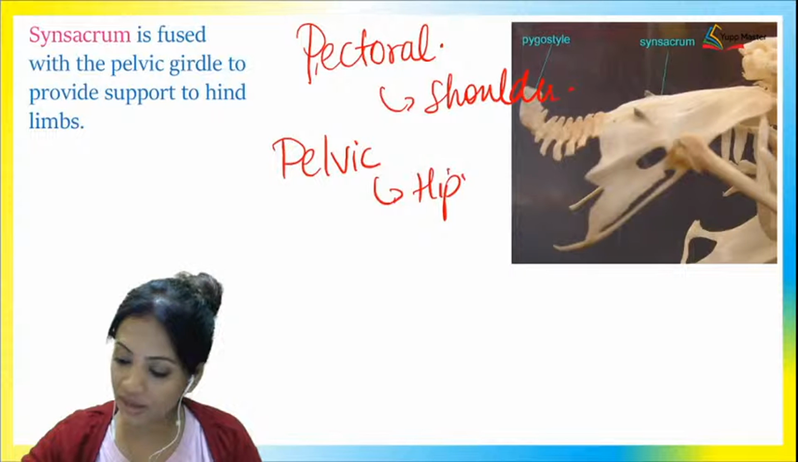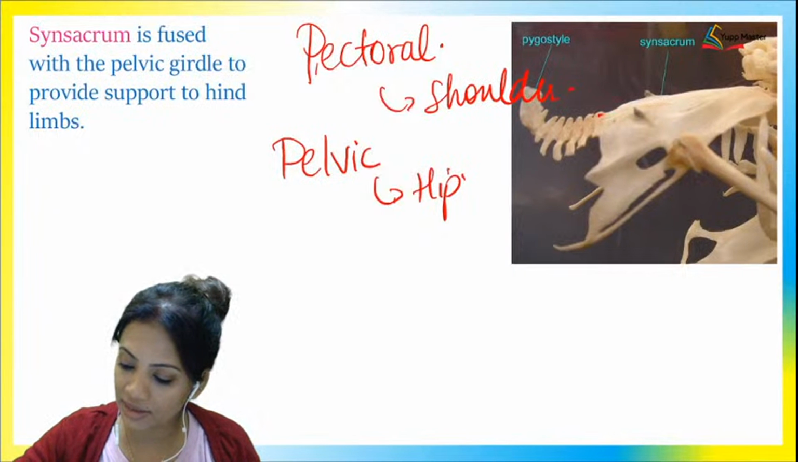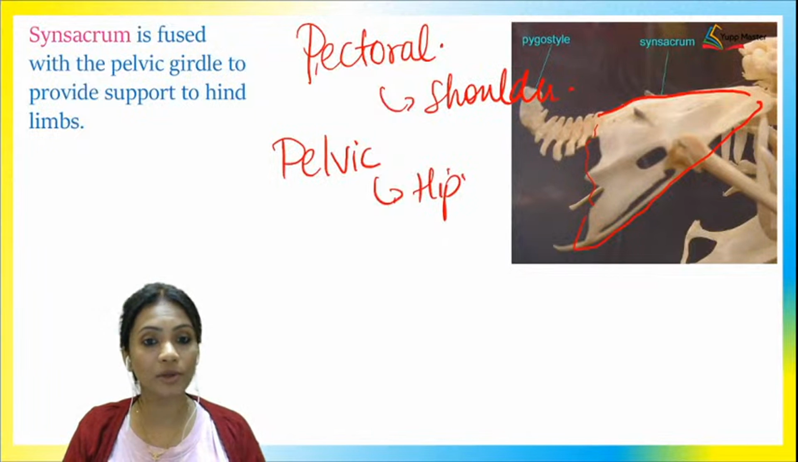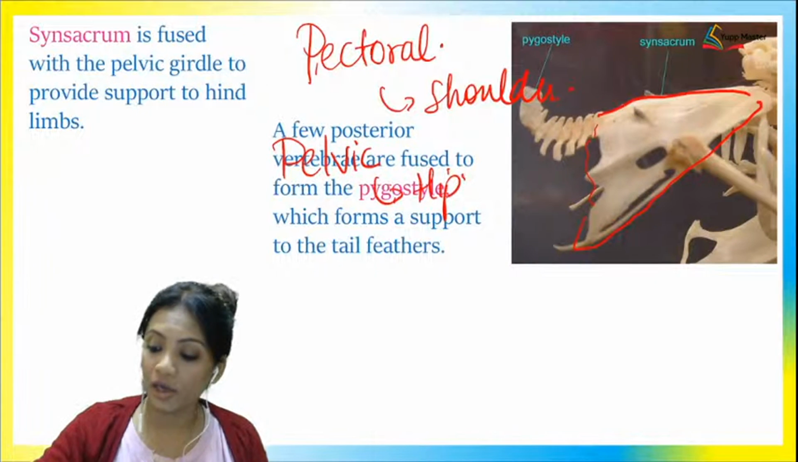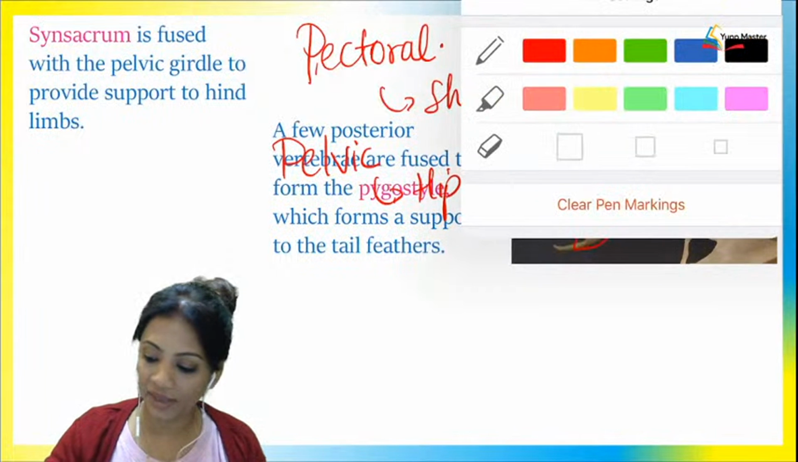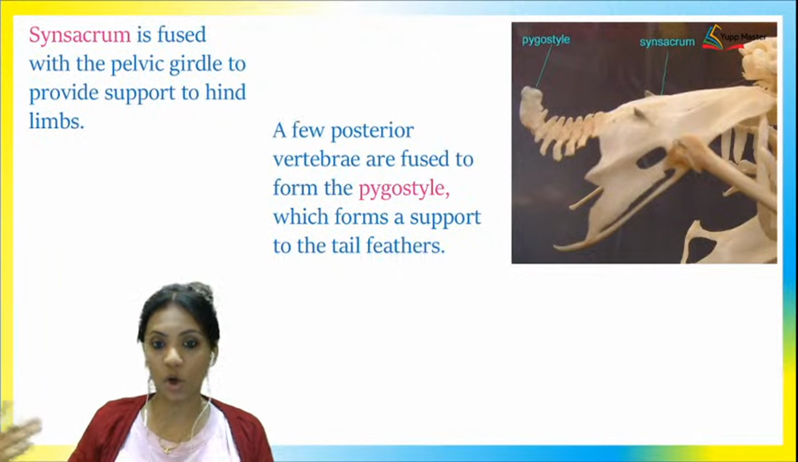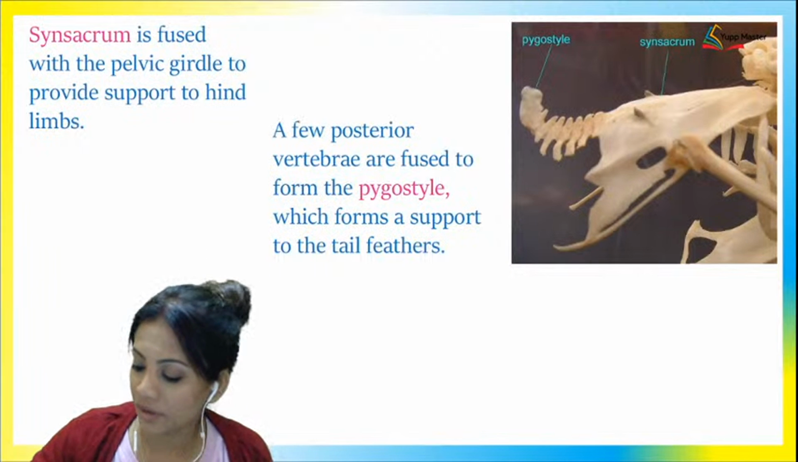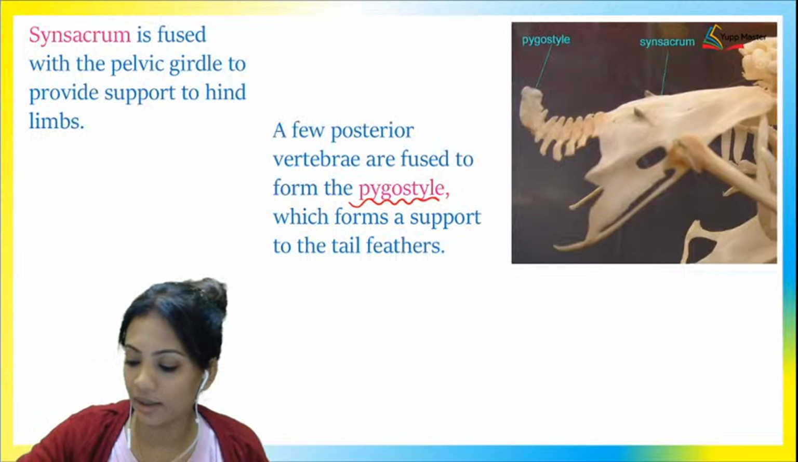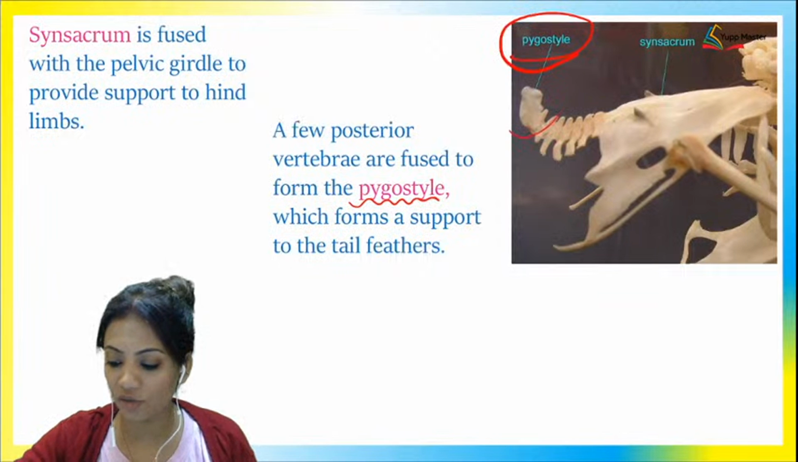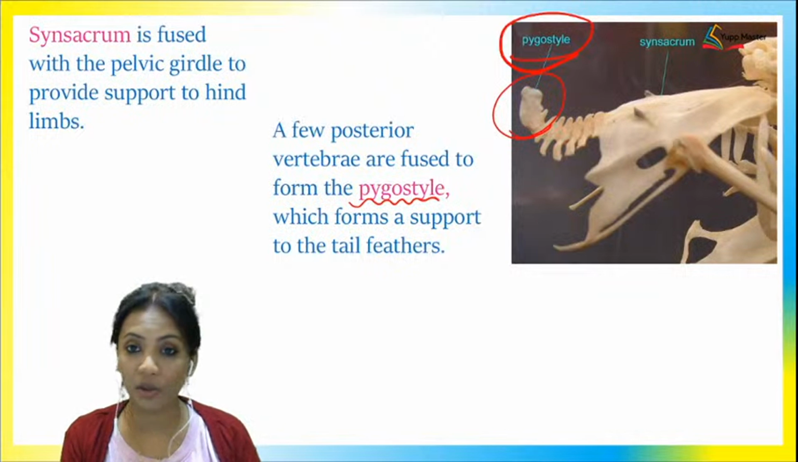So can you see here, this is the synsacrum, okay, over here, and this is going to be helping in providing support to the hind limbs. Now, along with this bone over here, there is the presence of another bone too, and that bone is called, here it is, pygostyle. That is right over here. The last bone that you are seeing over here, that is pygostyle.